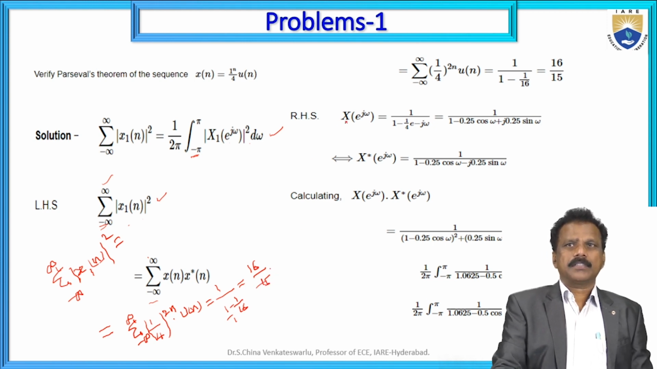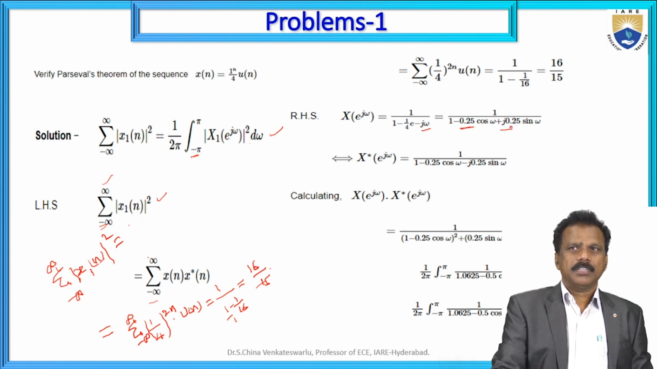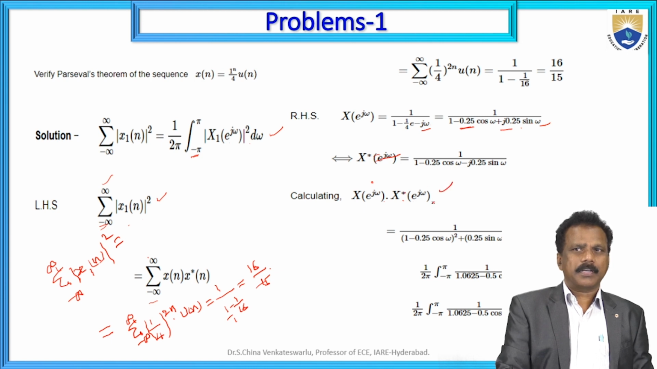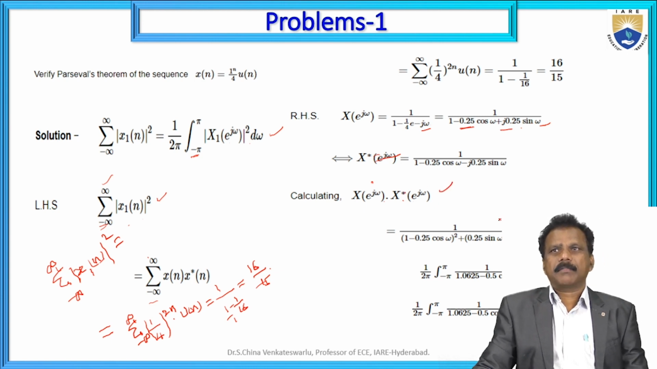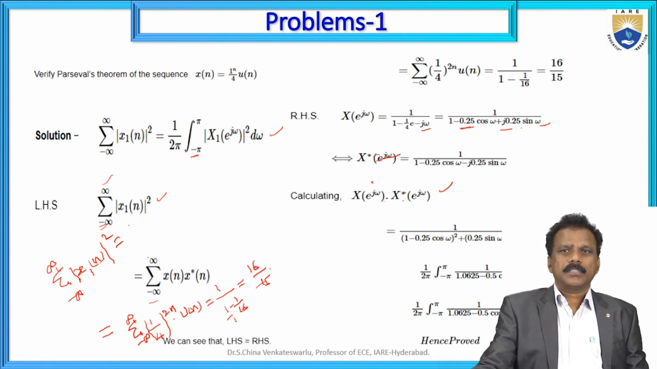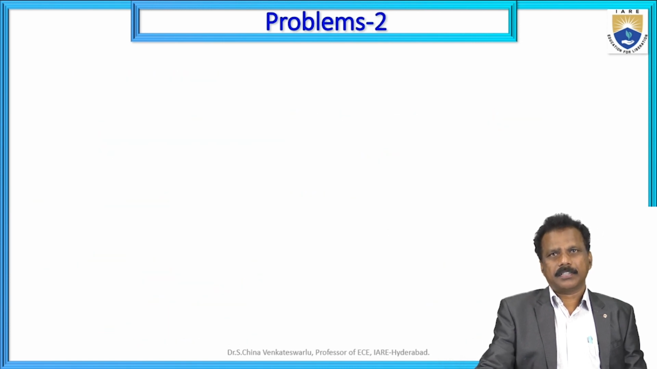Now come to the RHS, where x of e power j omega is 1 by 1 minus 1 by 4 into e power j omega, which is equal to 1 by 1 minus 0.25 cos omega plus j 0.25 sin omega. Like this, we calculate x of e power j omega into x conjugate of e power j omega. Like this, we verify that it is 16 by 15. So we can see that LHS is equal to RHS.